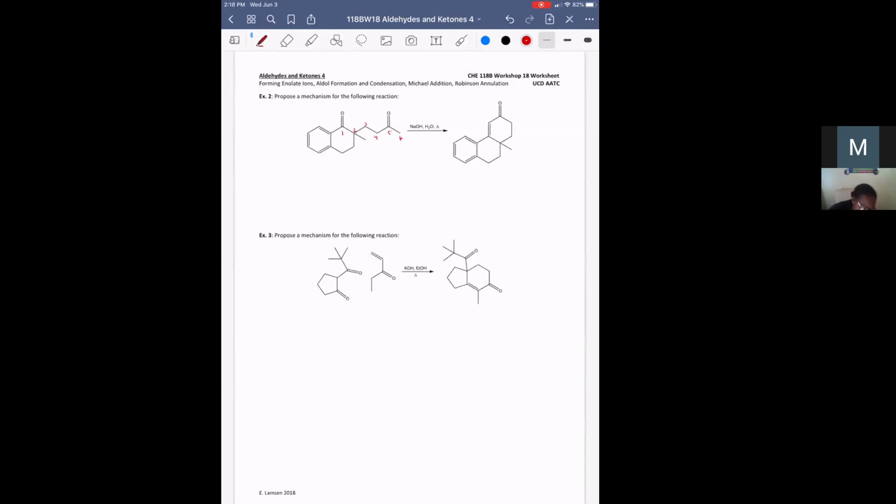If we were to number the carbons here, this would be carbon 1, 2, 3, 4, 5, and 6. So you'll see that we formed a new bond between carbon 1 and carbon 6. If we were to indicate those on our molecule, carbon 6 is where the alpha hydrogen is removed, and that gives us a nucleophile that can now attack the carbonyl at carbon 1.